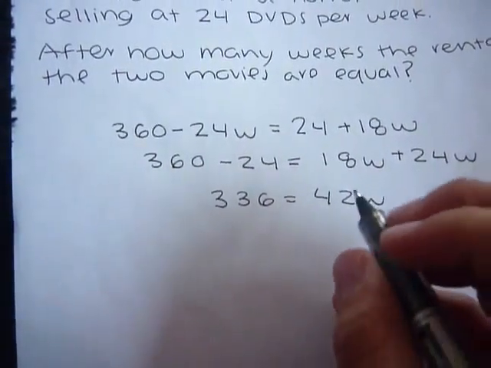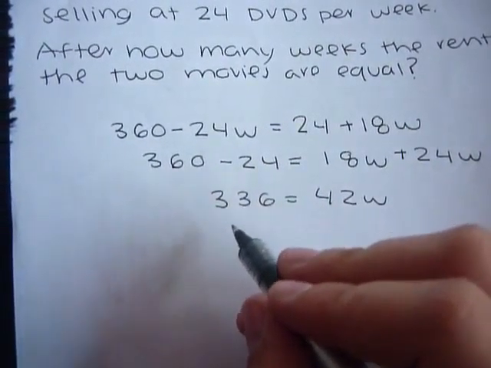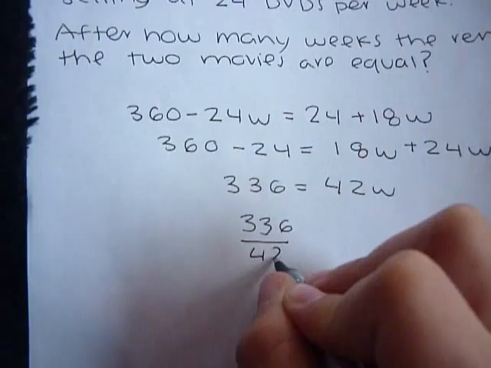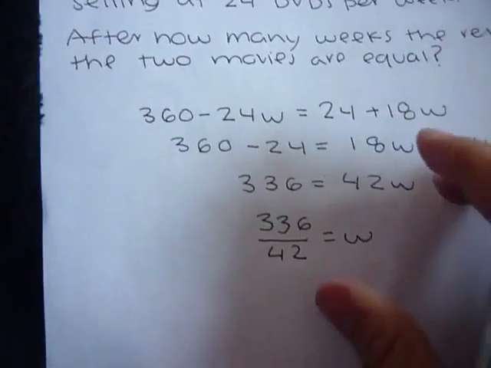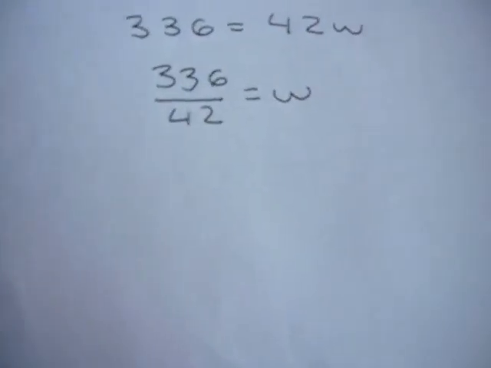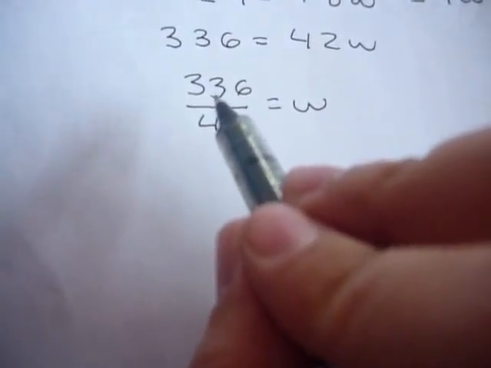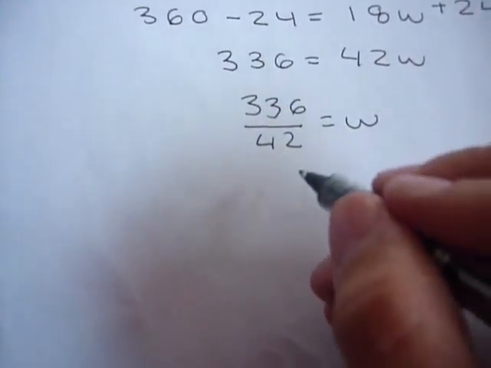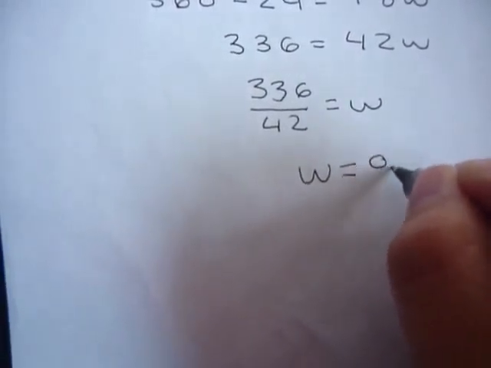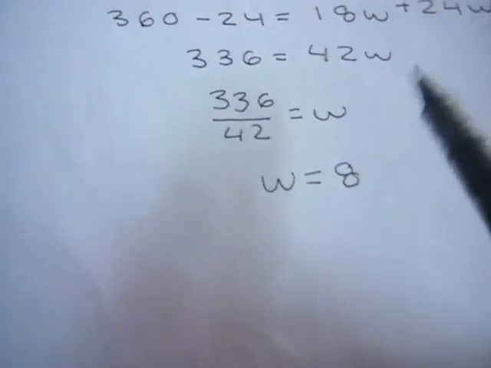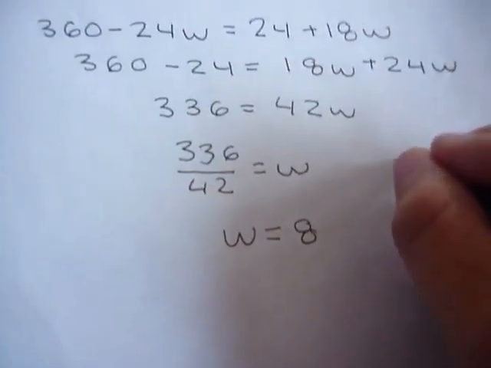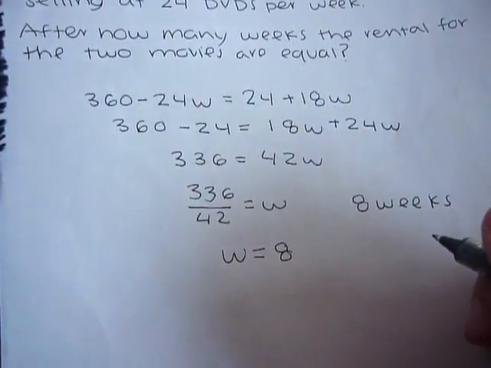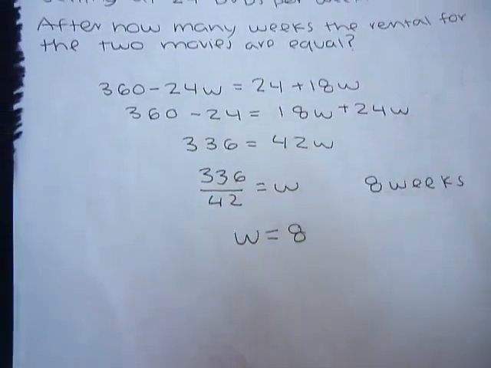42 weeks. Then we pass this and it goes dividing. So when we divide 336 divided by 42 gives us 8. So our answer is 8 weeks for the movies to be equal.